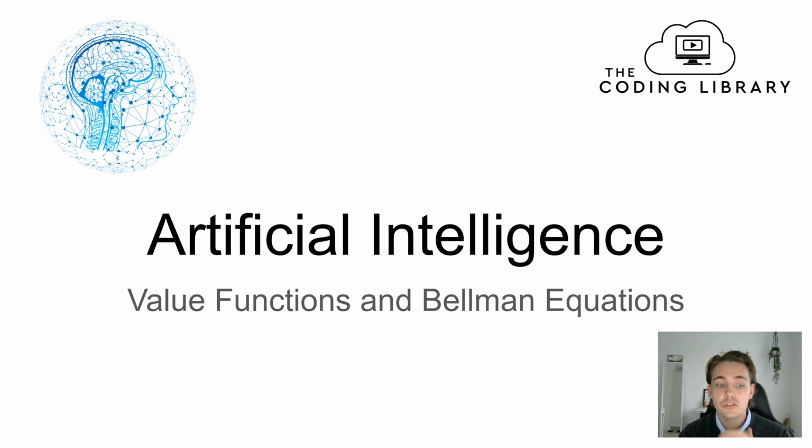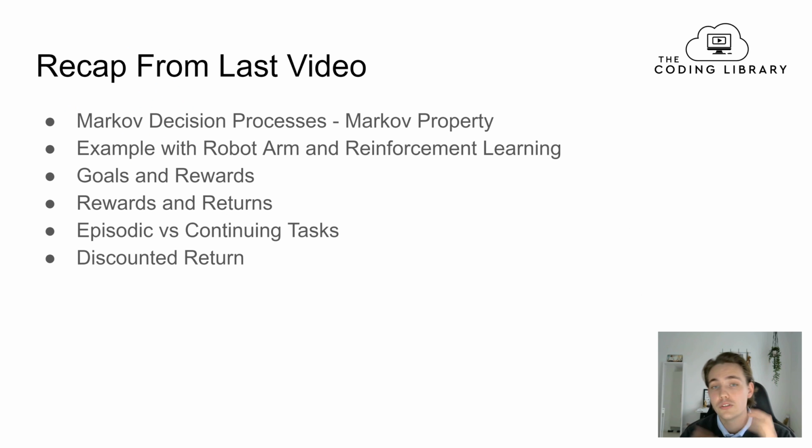In this video we're going to talk about the different kinds of value functions there are in reinforcement learning, and then we're going to talk about Bellman equations and how we can solve the Bellman optimality equation. So first of all, we're going to have a short recap from the last video because we're going to use some things in this video as well.